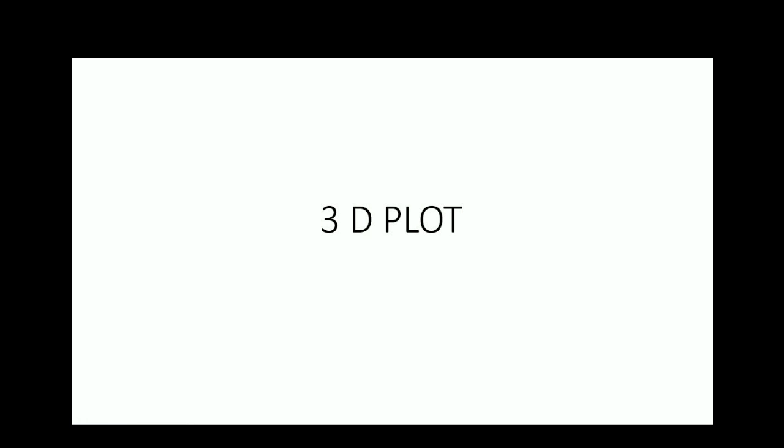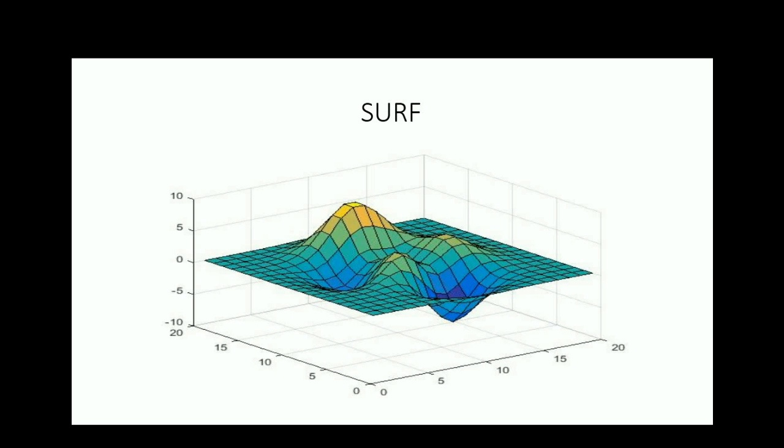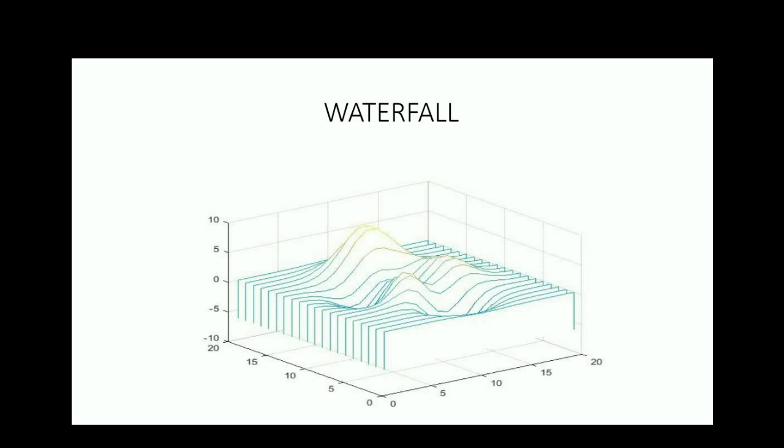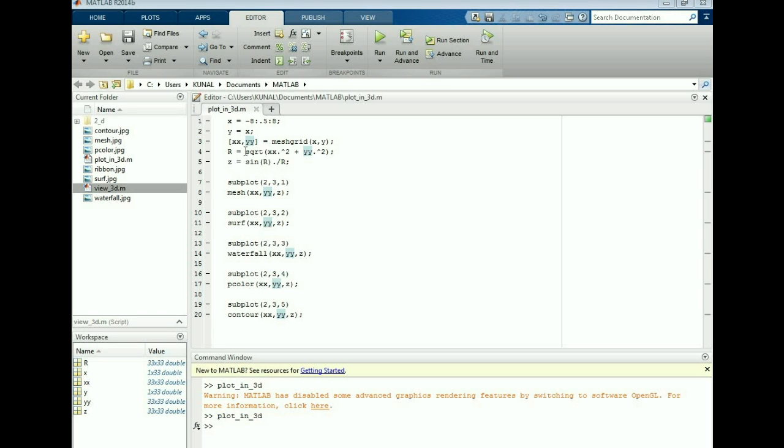Now jumping to 3D plotting, there are many kinds of 3D plots we can make in MATLAB, like mesh plotting, surf plotting, ribbon, waterfall, pcolor and contour. So here is a sample example of 3D plots. Here you can also see them in a single figure window.